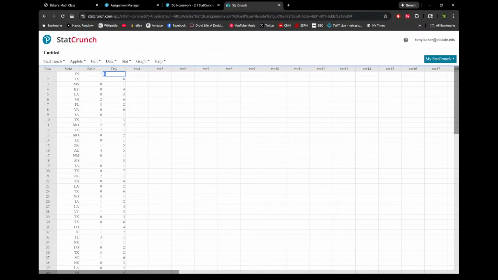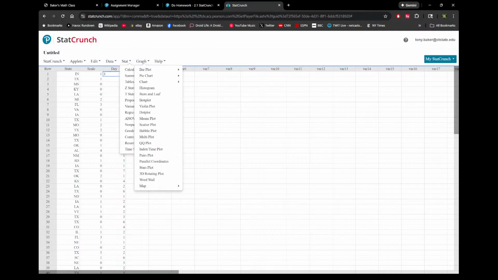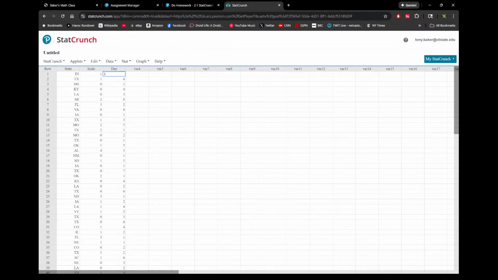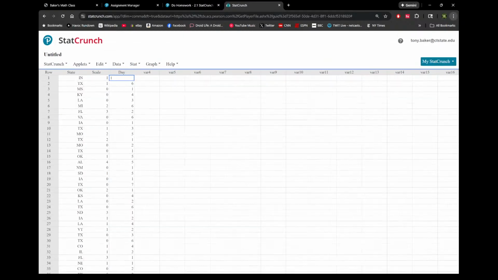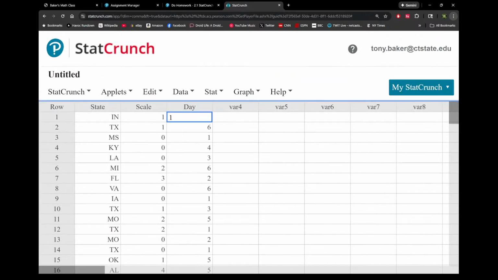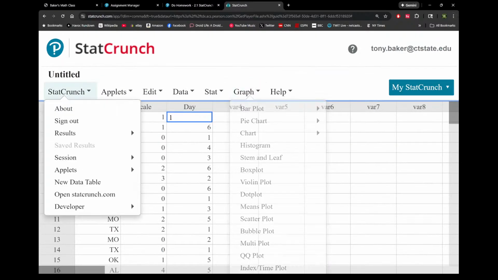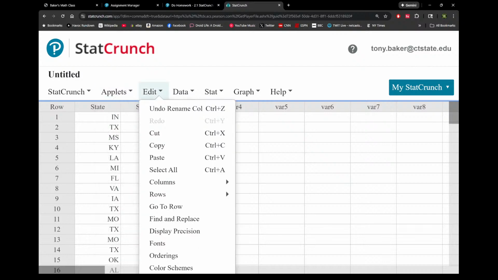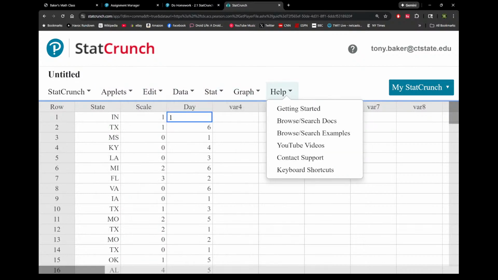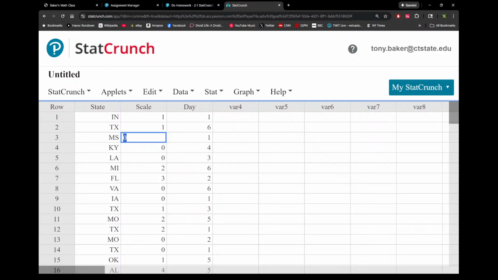And it looks daunting. It's like, oh my God, all this stuff. Not that hard. Actually, this is way easier than what it was last year. All right, let's see if I can make this bigger. Some of these actually allow me to make them bigger. Some they don't. Okay, this one does. So you'll see up at the top, applets, edit, data, stat, graph, help. Here's all your data.